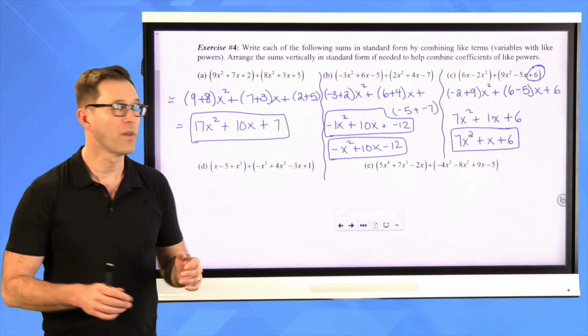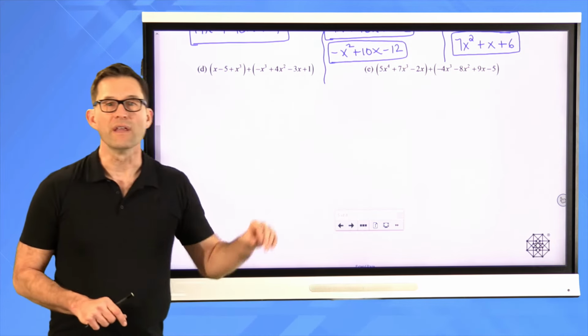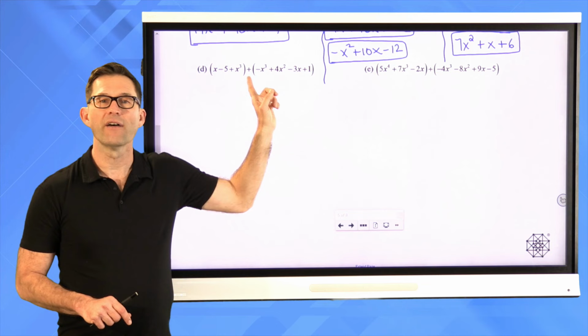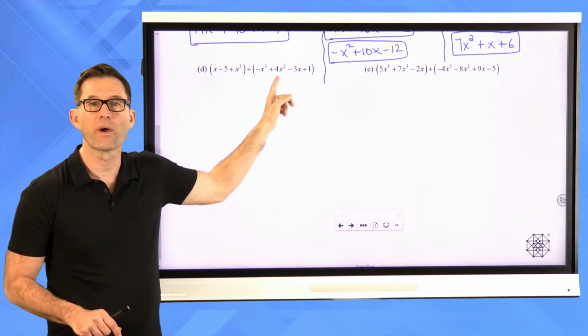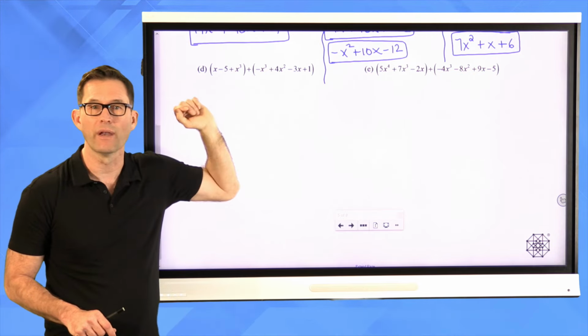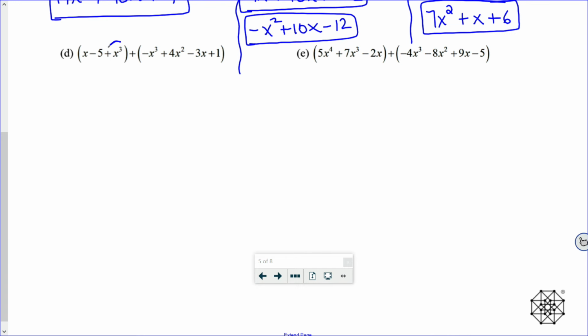All right, well, let's take a look at letter D. So in letter D, we first have x minus 5 plus x cubed, and then we have negative x cubed plus 4x squared minus 3x plus 1. All right, this one can be probably the trickiest of them all, because we have to begin by thinking about this x cubed and this minus x cubed. And literally the way it would look if we wrote it out the way we have been writing it is 1 minus 1 times x cubed. We'll get to that in a bit.